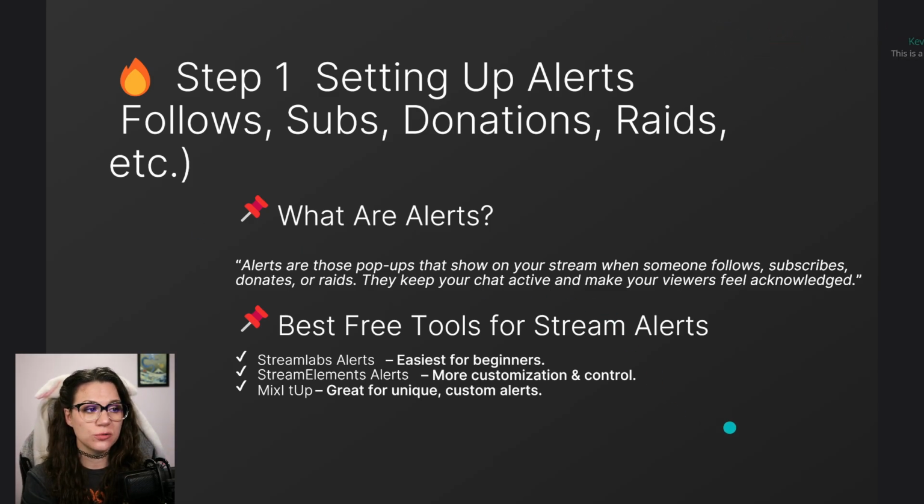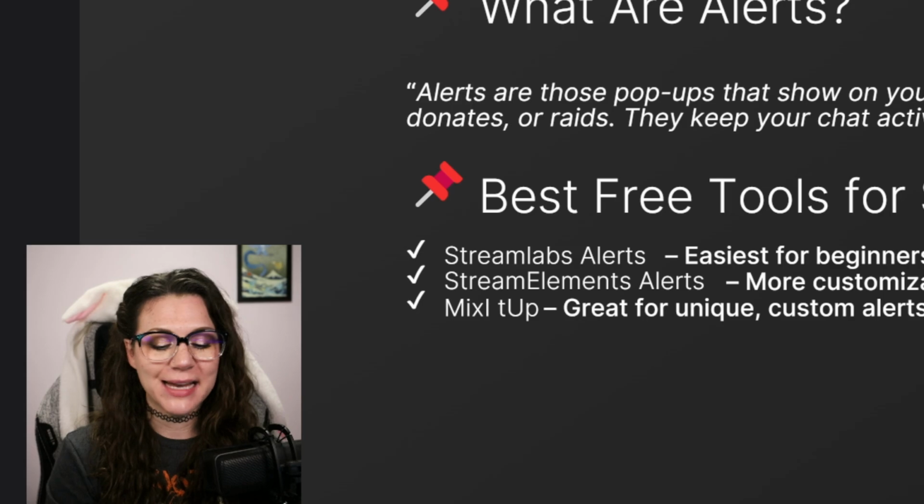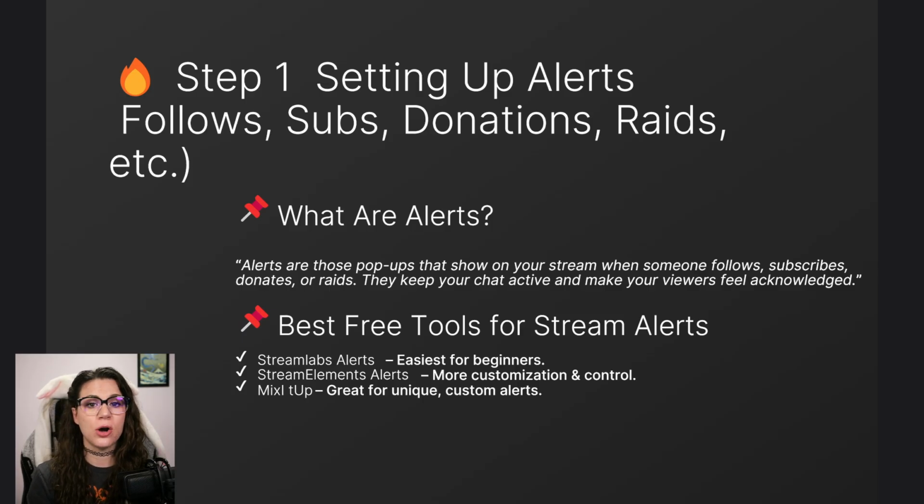So the best free tool for that is Streamlabs Alerts. Now, I use the Streamlabs Alerts and Chatbot, but I do not use the Streamlabs streaming tool. You don't need to stream on Streamlabs to use their chatbot and alert box. I have found the Streamlabs bot and alerts are some of the most user-friendly and very customizable. That's just what I learned first, so that's what I stuck with. But you do not have to stream on Streamlabs to be able to use the Streamlabs alerts.